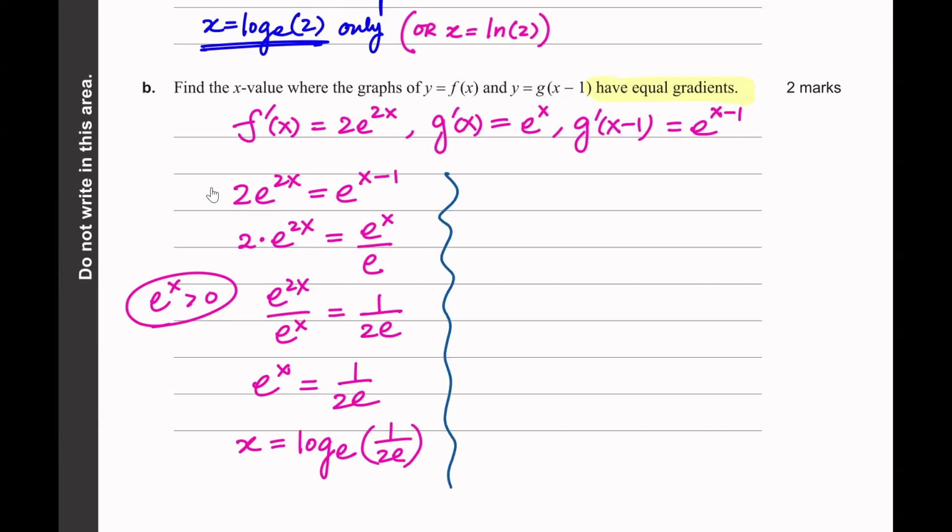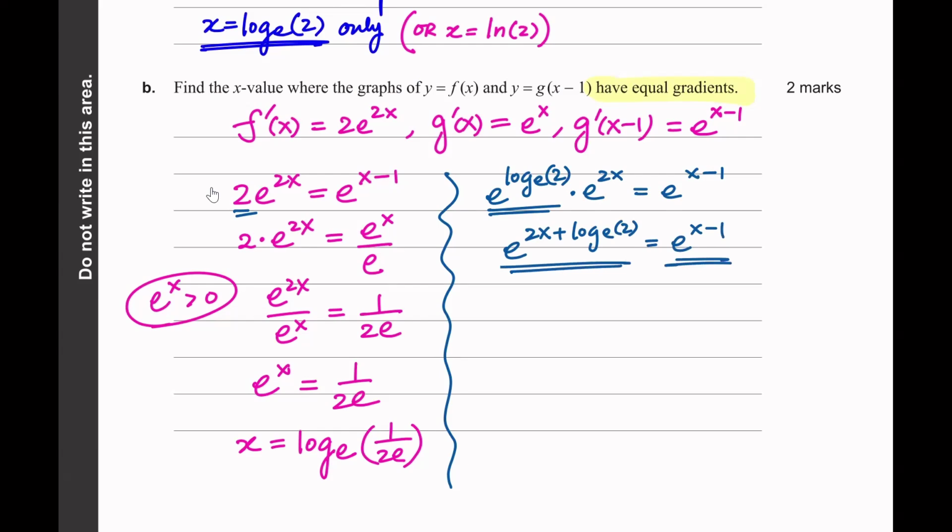Probably can show you another possibility, like some creative approaches. It could be e to the power log e of 2 times e to the power 2x equals e to the power x minus 1. Just write the 2 as e to the power log e 2. Then you get e to the power 2x plus log e 2 equals e to the power x minus 1. Both sides have the same structure, both coefficients are 1, and you can just equate the indices. Say 2x plus log e 2 equals x minus 1.